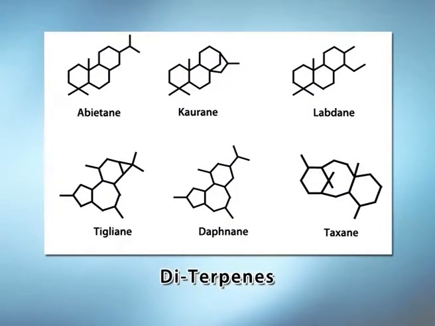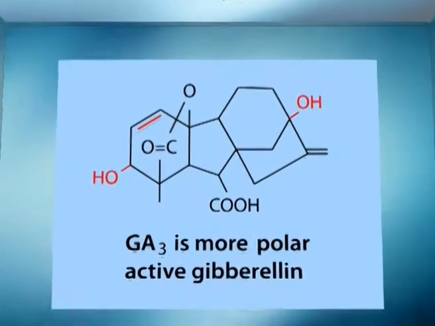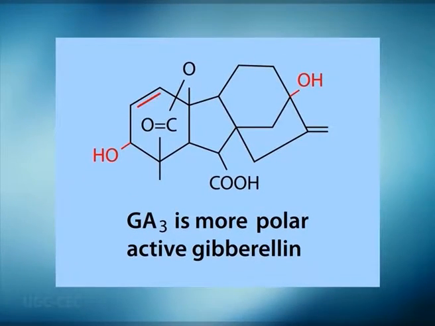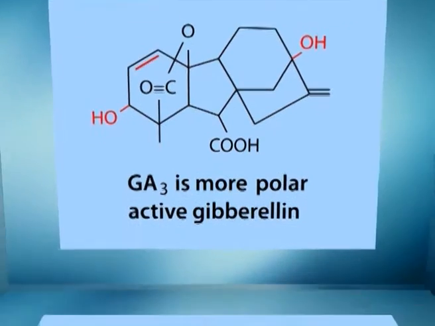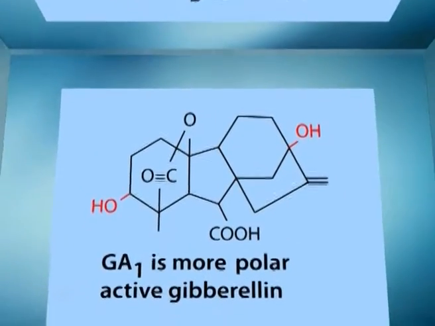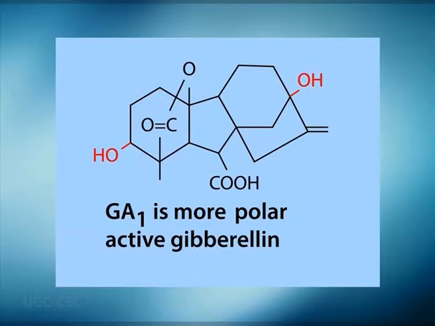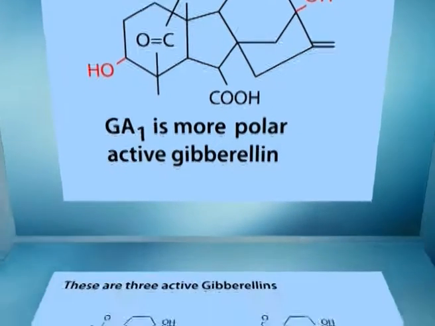Gibberellins are diterpene plant hormones that are synthesized through complex pathways and control diverse aspects of growth and development. While the most widely available compound is GA3 or gibberellic acid, the most important GA in plants is GA1, which is the GA primarily responsible for stem elongation.